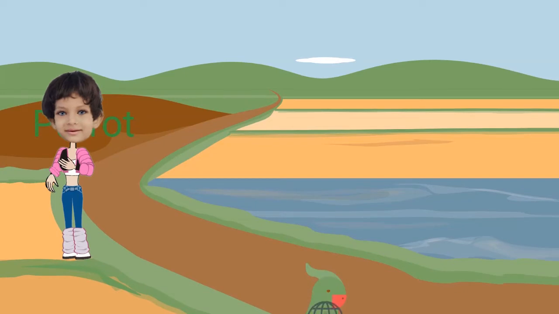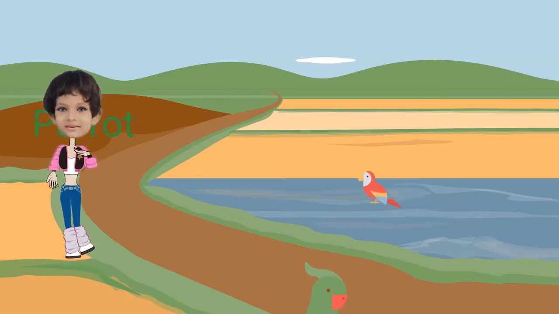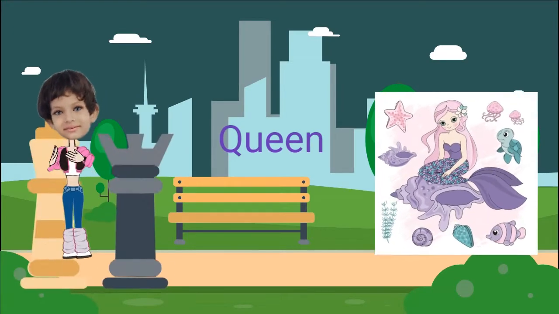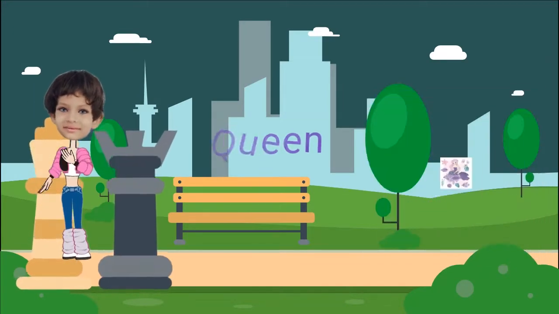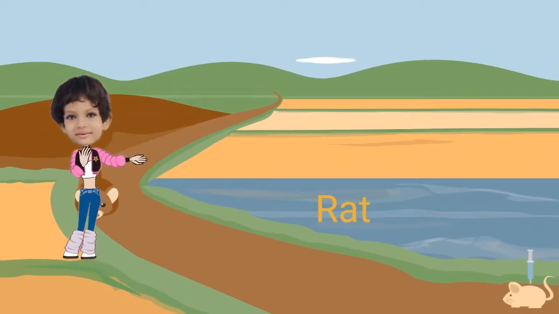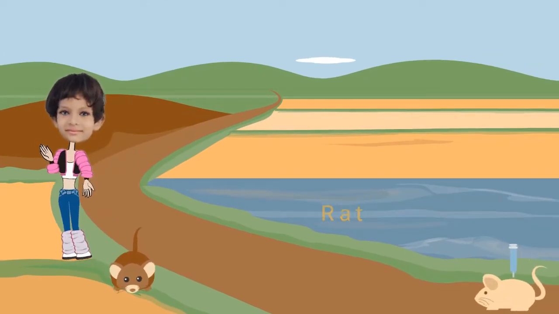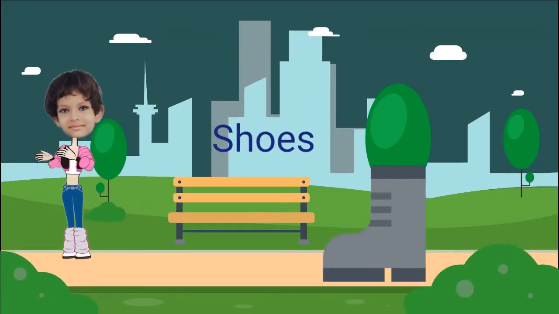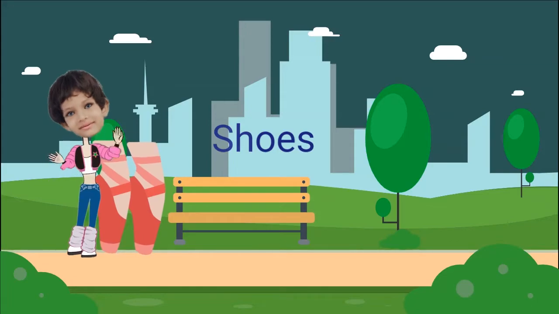P for parrot, parrot is bird. Q for queen, queen has kingdom. R for rat, rat is animal. S for shoes, I have black shoes.